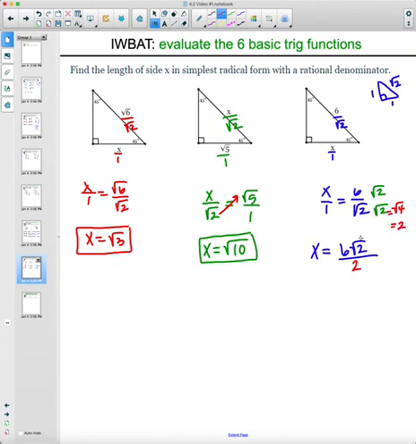So this one's going to have a denominator of 2, so we got rid of or rationalized that radical out of there. And then since these two are both outside of the radical, we can divide those. So 6 divided by 2 is 3, and then we still have that root 2.